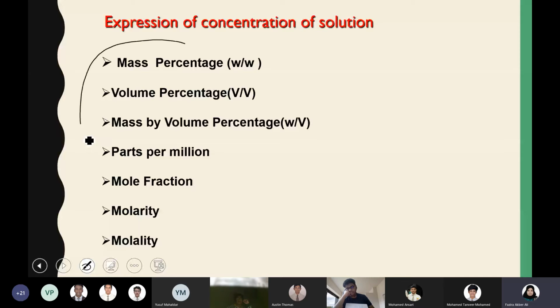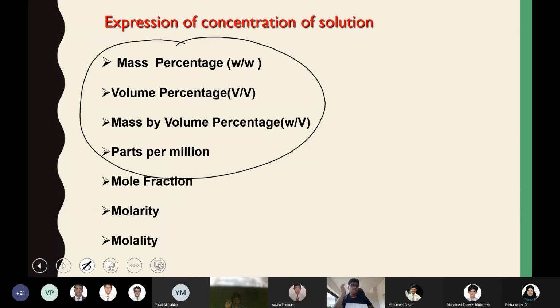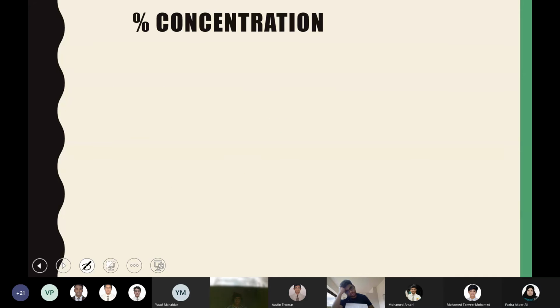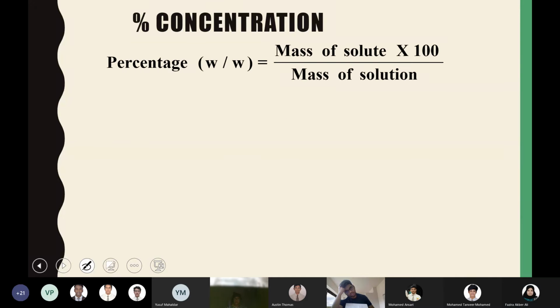If you look at the first 4, they are somewhat related, and you can easily connect them and understand. What is a mass percentage? How will we express mass percentage? Anybody? Ma'am, the mass of a solute divided by the mass of a solution.